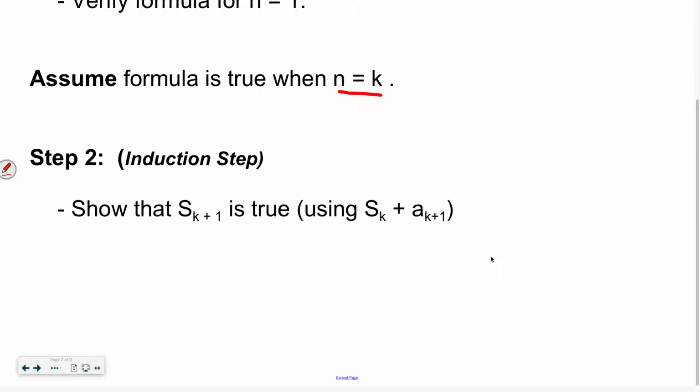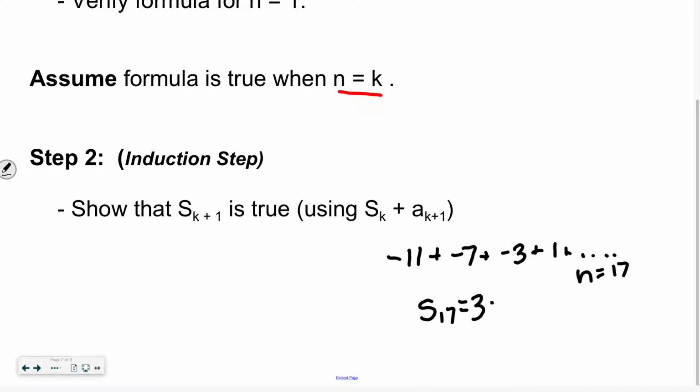So before we get to our proof example, I want to take a trip down memory lane to your warm-up. I think it was something like -11 plus -7 plus -3 plus 1, dot, dot, dot. And we were adding them up for the first 17 terms. So we found out that S sub 17 was 357. We used the arithmetic formula for that.